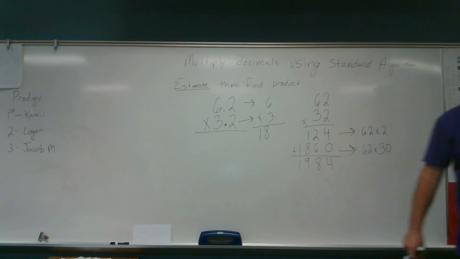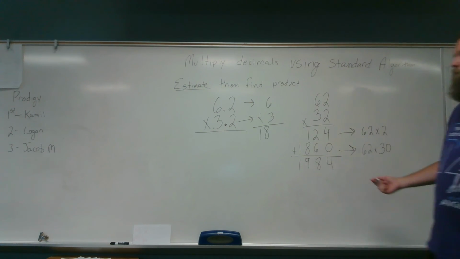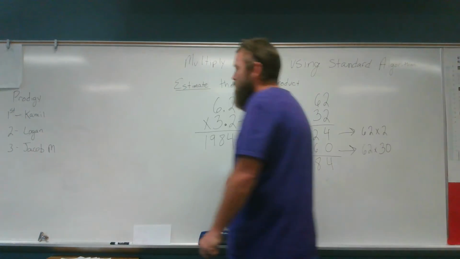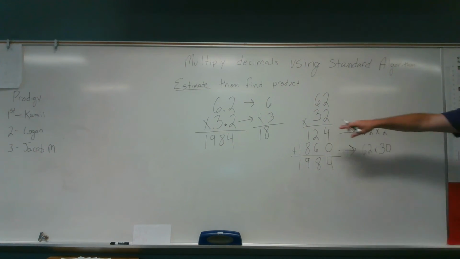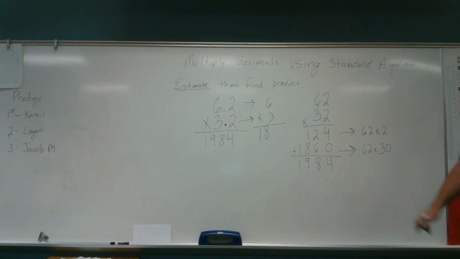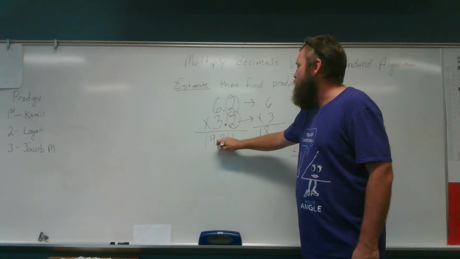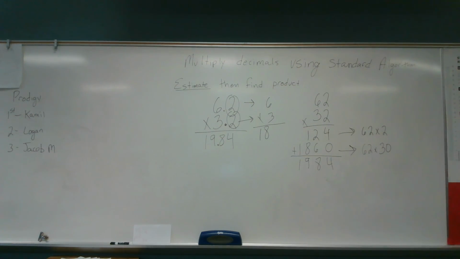The sum of those two products is 1,984. So I'm going to put that 1984 over here. But I need my answer to be around 18. So obviously that tells me where my decimal point's going to go. I can check that. There are 2 numbers behind the decimal point in our problem. There need to be 2 numbers behind the decimal point in my product.